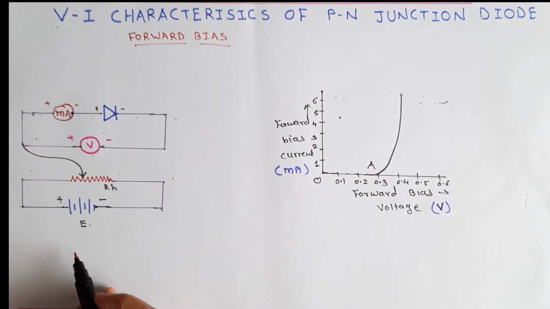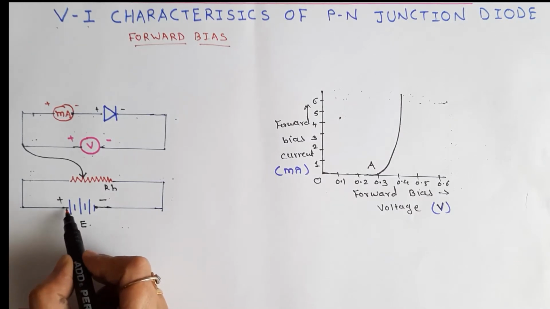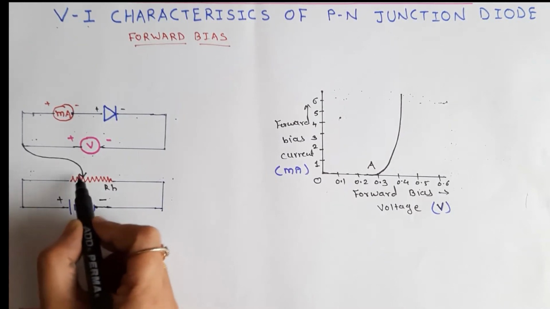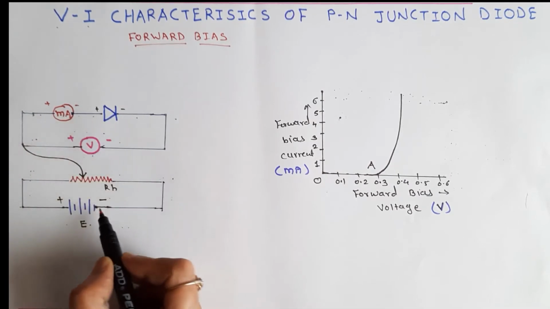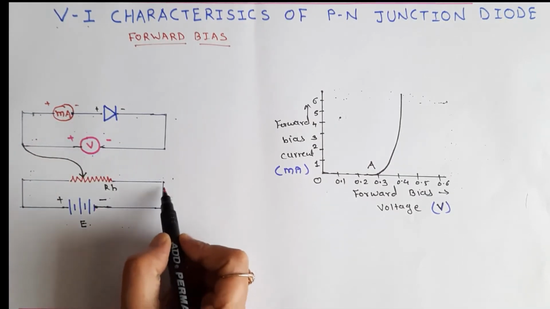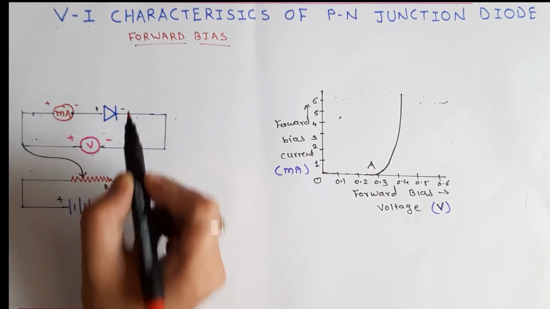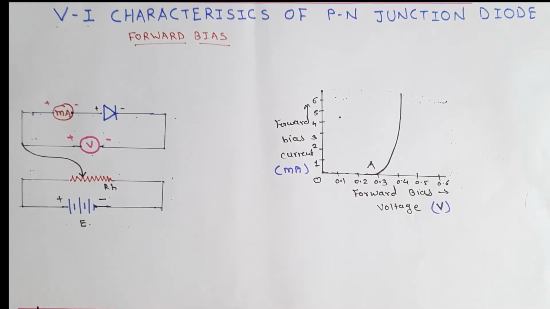As we know, the condition for forward bias is when the positive of the source is connected to the positive of the diode and the negative terminal of the source is connected to the negative of the diode, then we call it a forward bias condition.